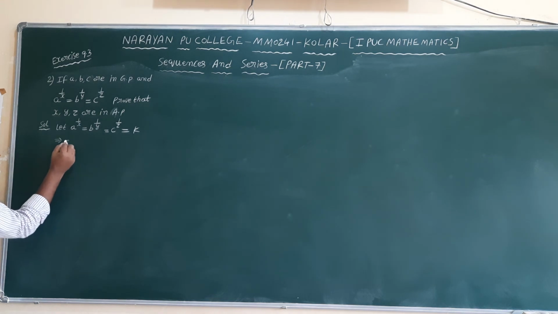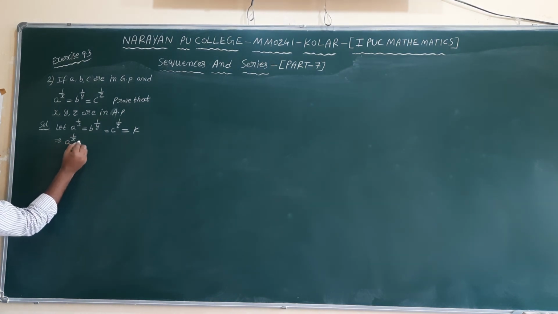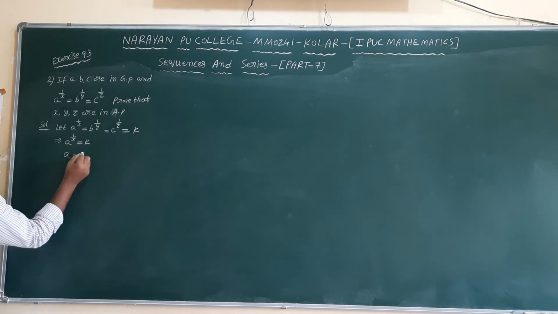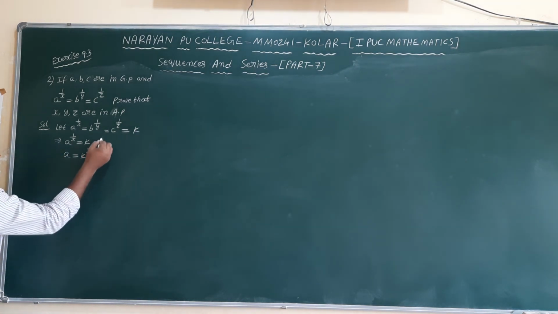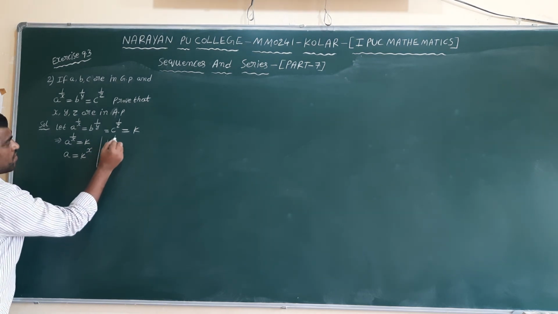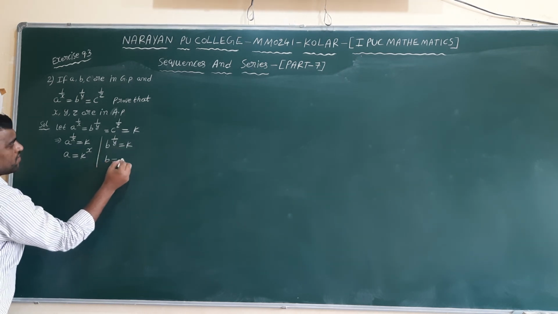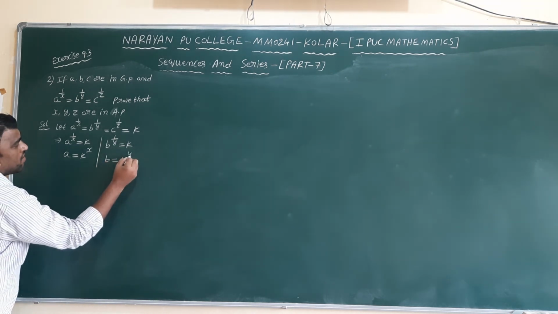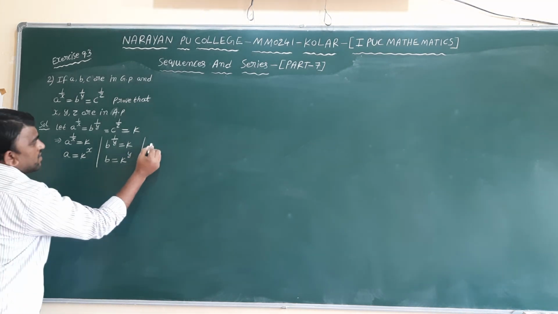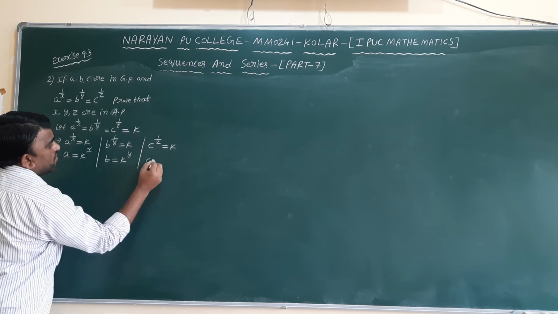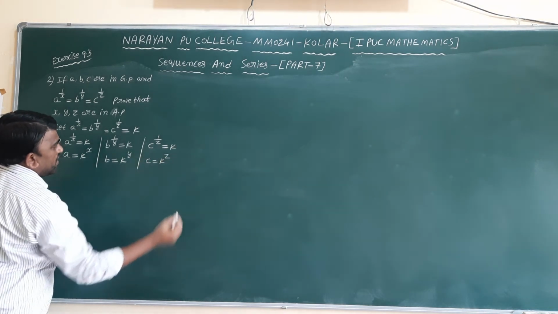Now A power 1 by x equal to k. Then A is k power x; the 1 by x will go to the right side, k power x. In the same manner, B power 1 by y equal to k, then B value is k power y. Next, C power 1 by z equal to k, so C equals k power z.